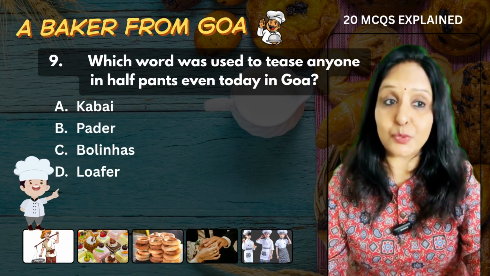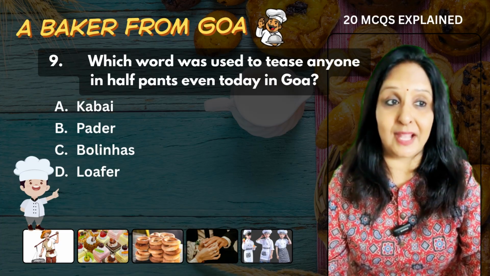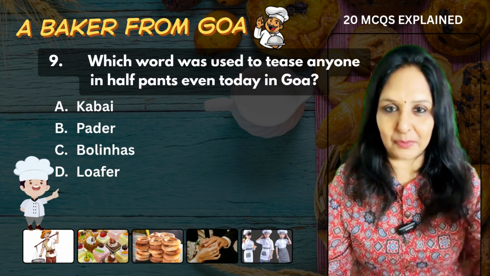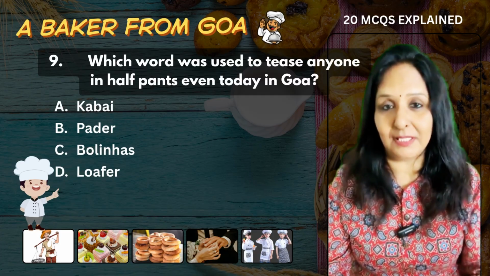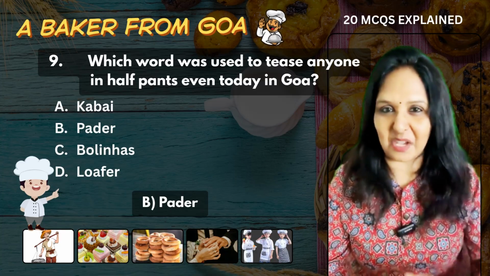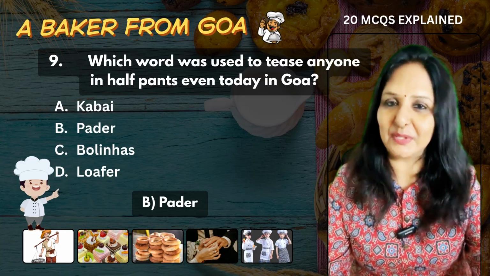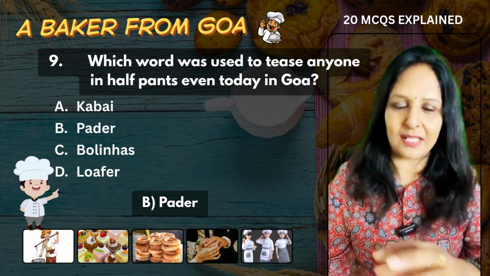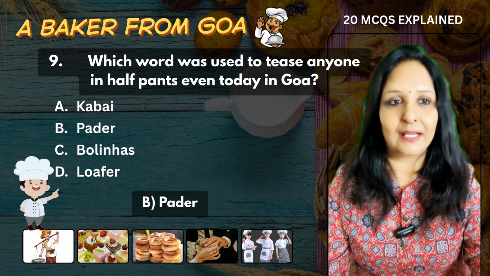Question 9. Which word was used to tease anyone in half pants even today in Goa? So how did they tease? If they were dressed in capris, how were people teased in those days? They used to say, you dress like a padder. So that's how they used to tease. Now this also is associated with the uniform thing, so I think you can remember it easily through that.